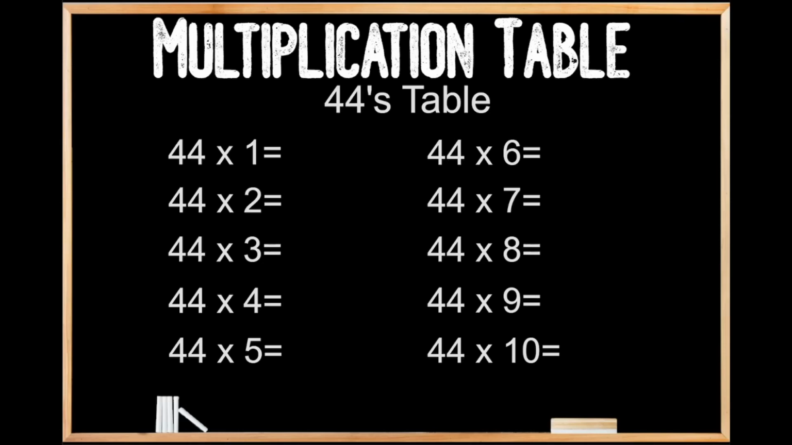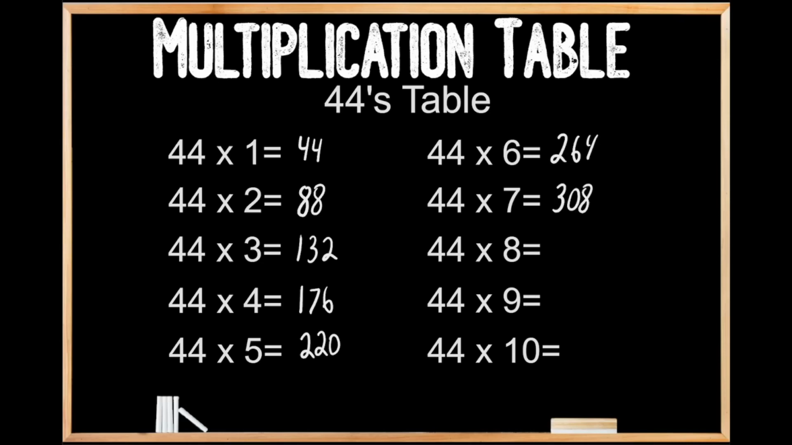44's table. 44 times 1 is 44. 44 times 2 is 88. 44 times 3 is 132. 44 times 4 is 176. 44 times 5 is 220. 44 times 6 is 264. 44 times 7 is 308. 44 times 8 is 352. 44 times 9 is 396. And 44 times 10 is 440.